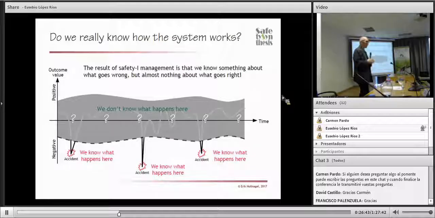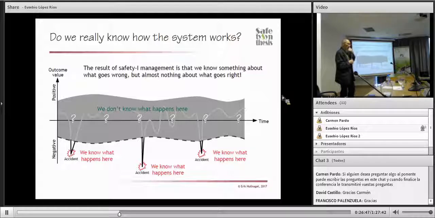So what should we do in safety? Well, and this is the argument of resilience engineering, this is the argument of Safety 2, this is the argument of the alternative way of looking at safety. We should try to find out what happens here. Because when we're here, we're safe. When we're here, we're unsafe. And we want to be here. When I fly home today, I want to be in this region.